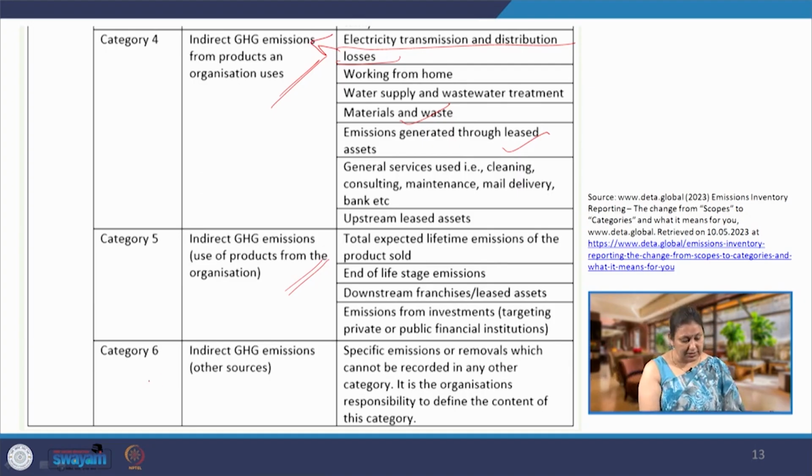And the last category, category 6, is from all other sources. So, specific emissions or removals which cannot be recorded in any other manner have been put in category 6. So, this scope 3 has been further divided into categories for ease of understanding, and yet there are several sources of emissions which cannot be covered in some of these categories, and that is why we clearly made this category 6.